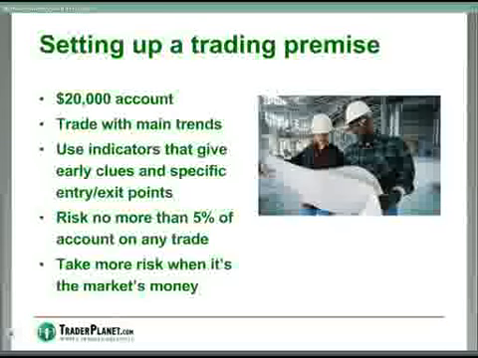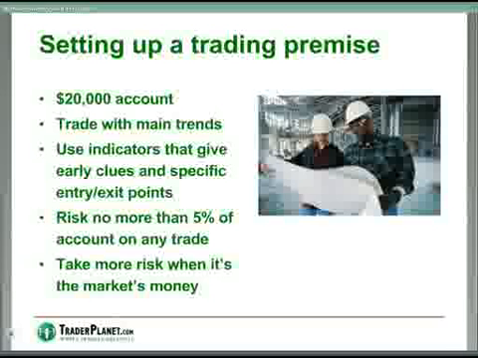Now, the premise that I'm going to be using for what I'm going to describe as a trading strategy is, I'm going to base this on a $20,000 account, maybe a lot more or less than what you have, but it's kind of our little model. Our goal is to trade with the main trends. That doesn't mean we're going to stick with that trend and ride it all the way up and down like the home run. Trade with the main trend, and that means when that main trend goes back up.